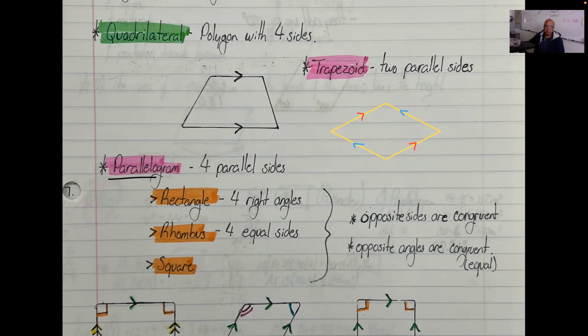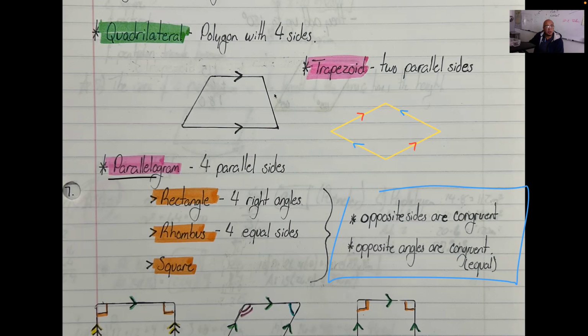Besides that, ladies and gentlemen, these things are also true of all parallelograms. Opposite sides are congruent. So for example, this side right here and this side right here are congruent, meaning they are the same size, as well as this side and this side. Those two sides are congruent. They are the same size. That's true of all parallelograms. The opposite sides will always be congruent.